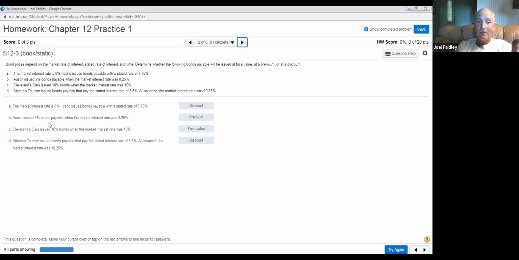The opposite is true. If I'm paying 9%, the stated rate, and the market's paying 8.25, then I'm going to sell my bonds at a premium. They're going to be more than face value. If they're the same, they're at face value, there is no discount or premium. Those are the easy ones.